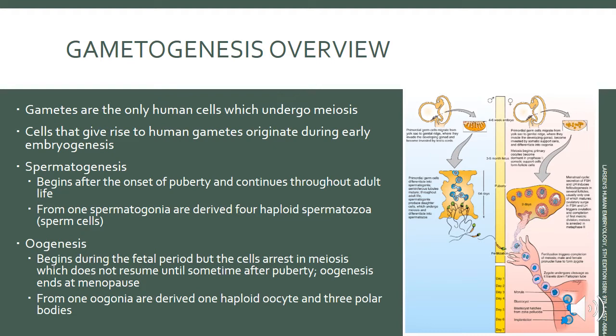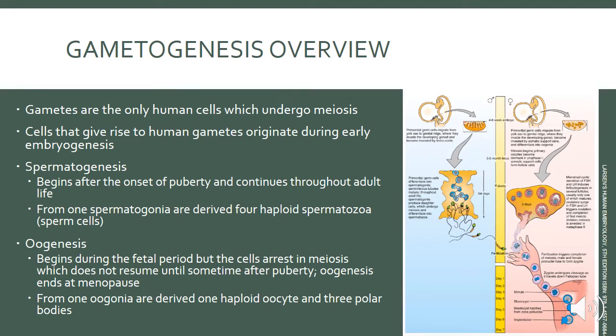And the cells that give rise to the human gametes originate very early in embryogenesis. Okay, spermatogenesis, the process of forming sperm, begins after a boy goes through puberty and then continues throughout his adult life. Okay, theoretically into his 70s, 80s, or 90s. And a reminder that when you go through meiosis, you start with one spermatogonia, or a sort of preliminary sperm cell, and you get 4 haploid spermatozoa or mature sperm out of it.